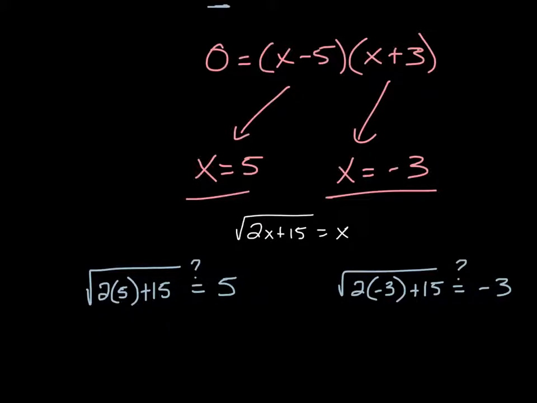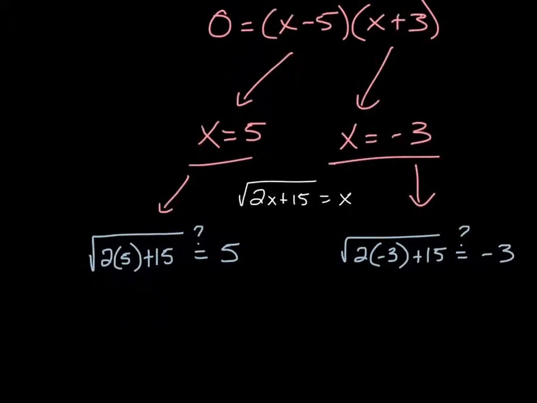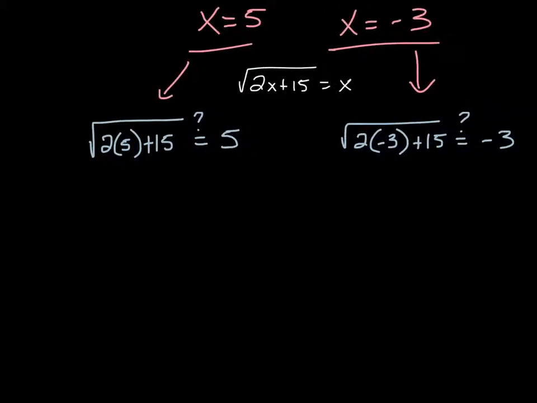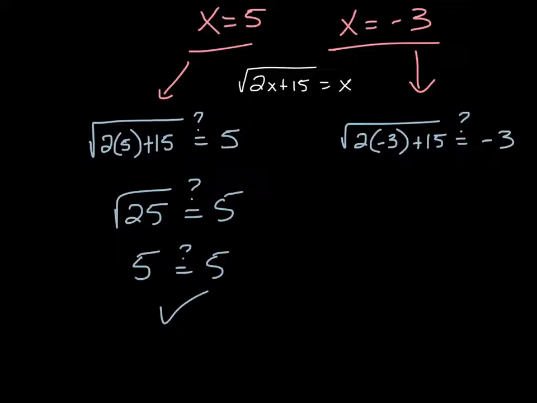My original equation was the square root of 2x plus 15 equals x. And so here I am plugging a value of x equals 5 in. And then over here I'm plugging a value of x equals negative 3. In this left-hand equation, if I work this out, 2 times 5 is 10, plus 15 is the square root of 25, equaling 5, and the square root of 25 is 5. So this means that x equals 5 was a solution to our equation.